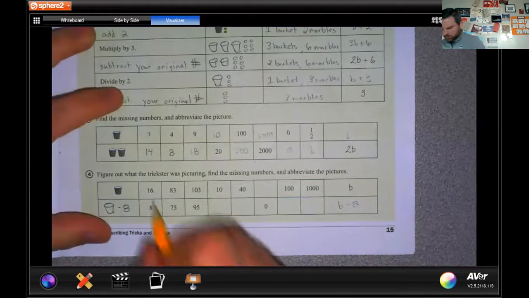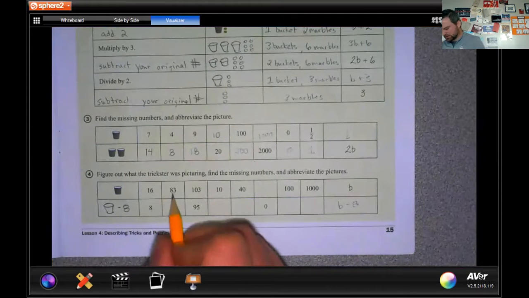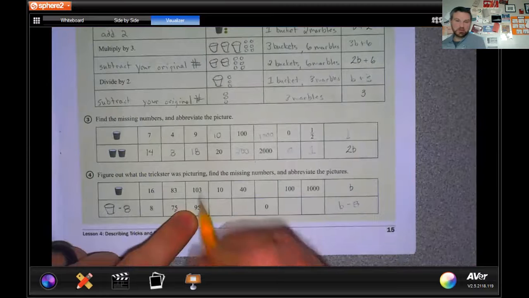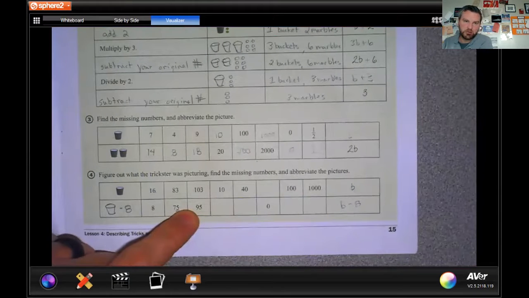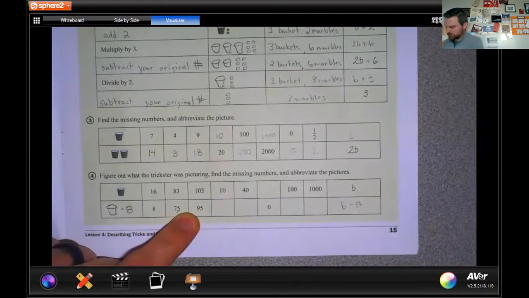All right. So we have 16 minus 8 is 8. 83 minus 8 is 75. 103 minus 8 is 95. And again, if you need a calculator, use it. You can use Google as a calculator. You can use Desmos as a calculator. If you're not in class, you can use your phone as a calculator. Okay, so a lot of ways we can use a calculator.